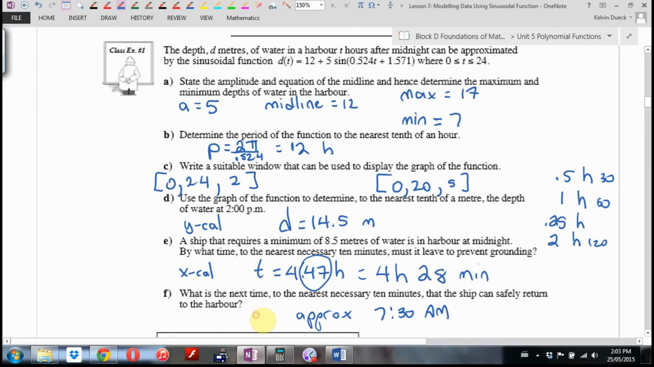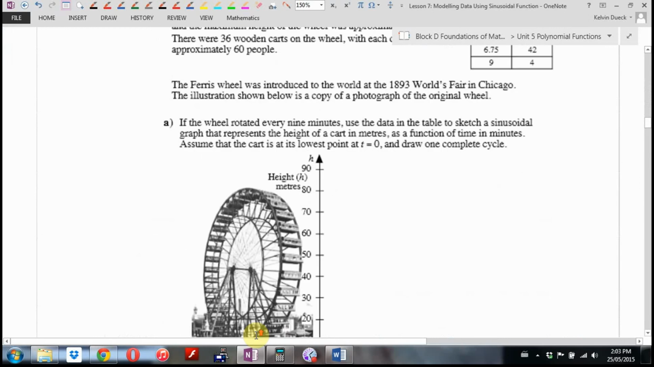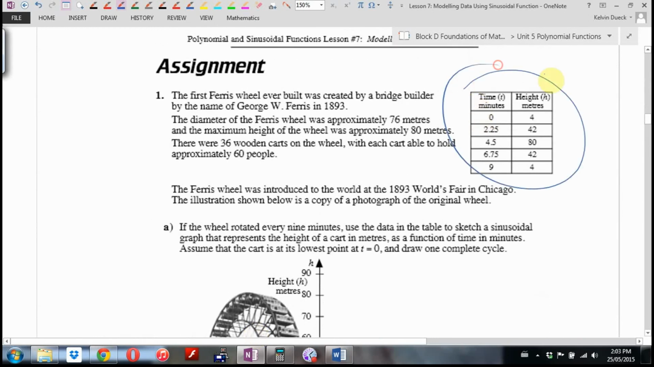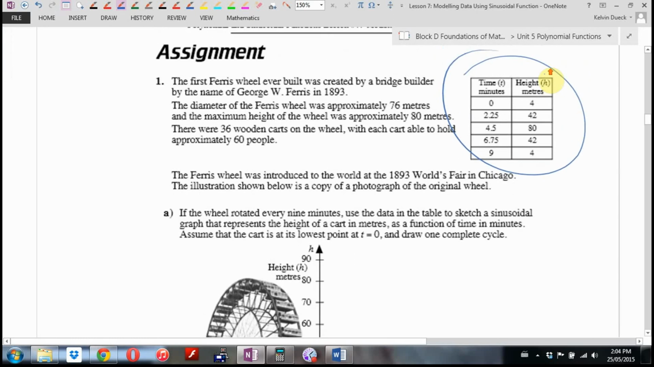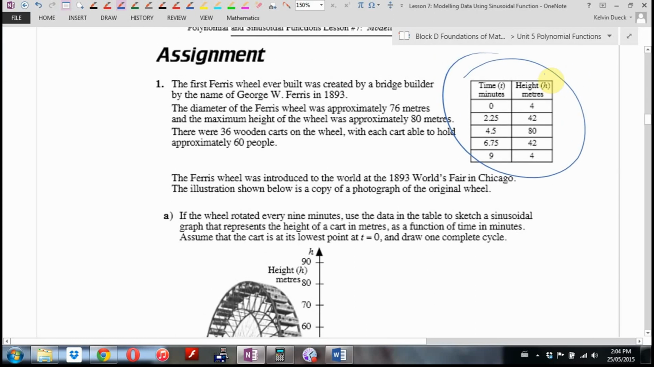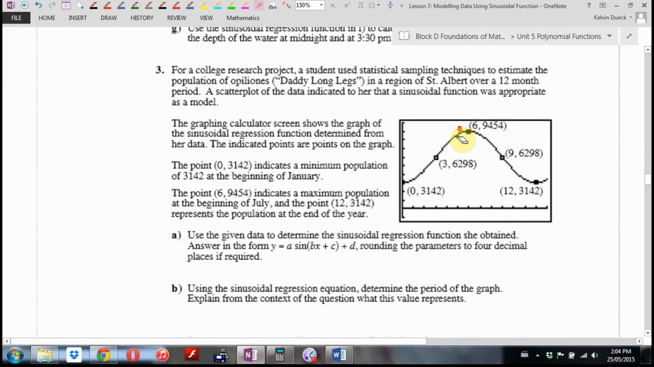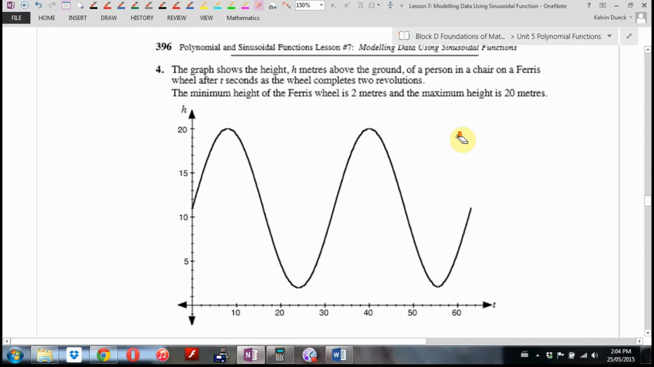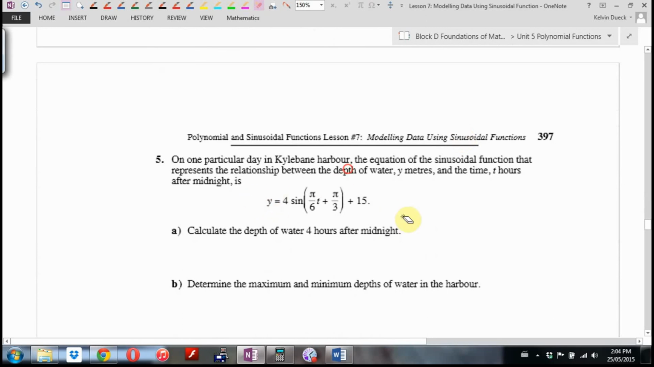Okay. So you're going to have, Rachel, two kinds of questions. They're either going to give you, if you look in the homework, a table of data to get the equation. First Ferris wheel ever built. By the way, the first Ferris wheel ever built was huge, still one of the biggest ever. Or they're going to give you the graph there so you can get the points. Or they're going to give you, like in number 5, the actual equation. And then you can go straight to your graph instead of having to do the regression to find the equation.